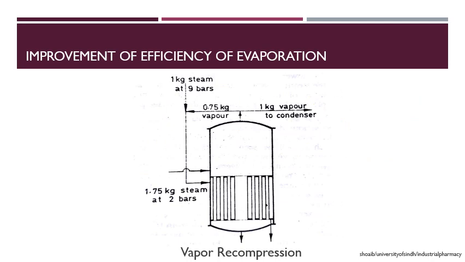Now, the second method for increasing the efficiency of evaporation is vapor recompression. What happens in vapor recompression? For example, this is a vessel in which we are evaporating a liquor. From here the liquor is coming, and from here the steam is going. Suppose the steam going in here is about 1.75 kg at a pressure of 2 bar.